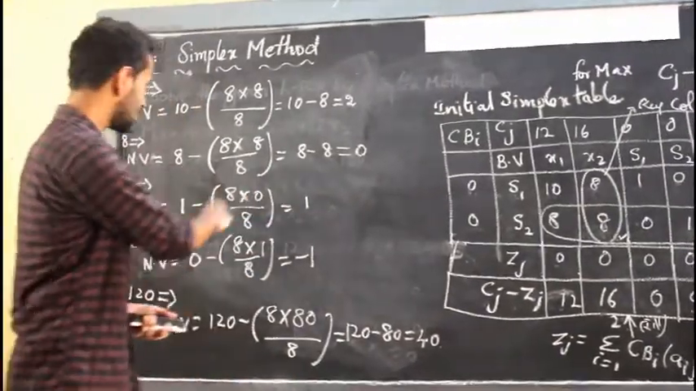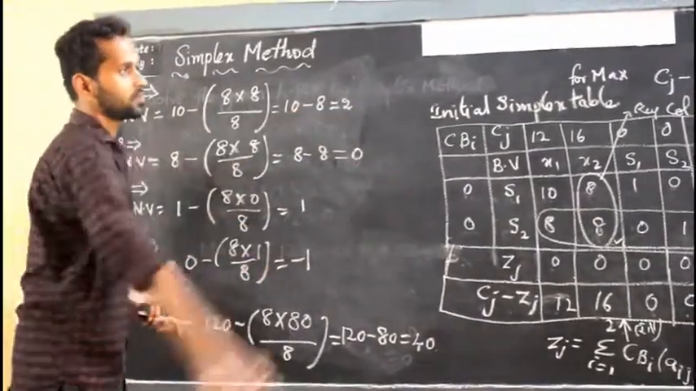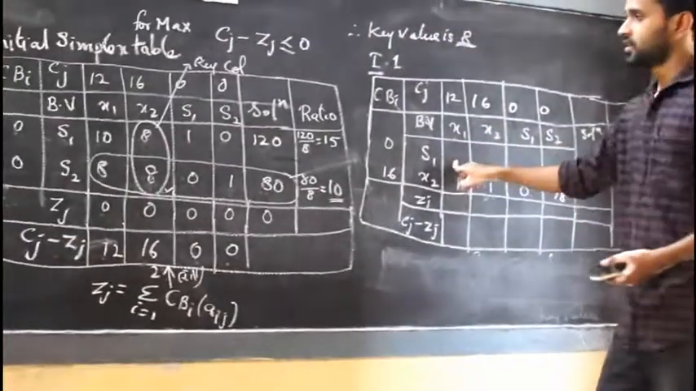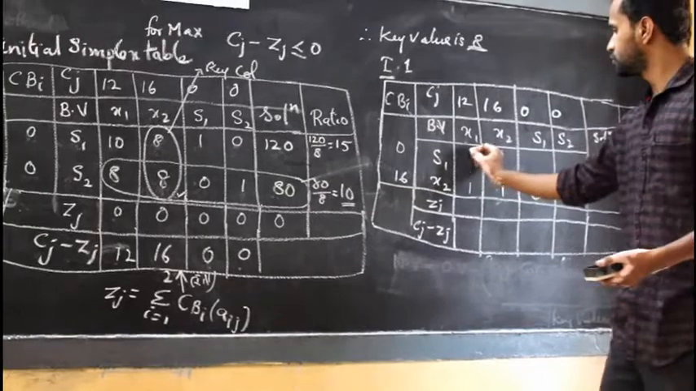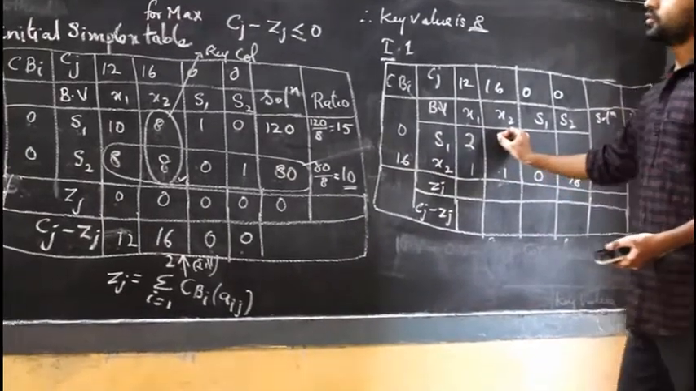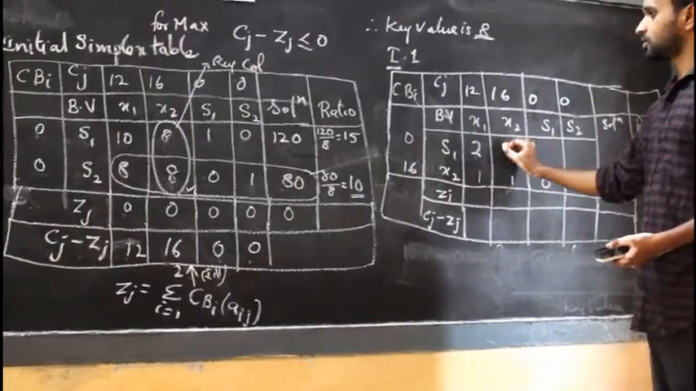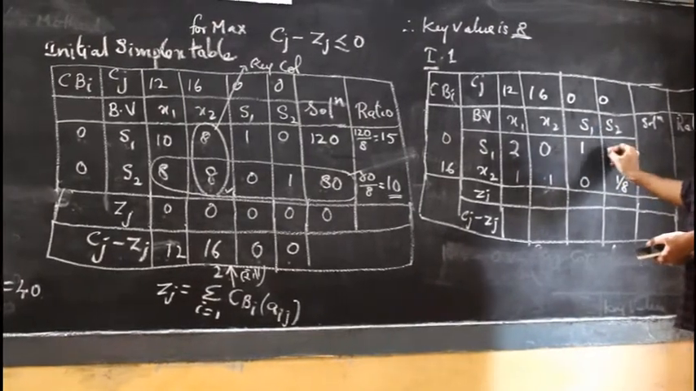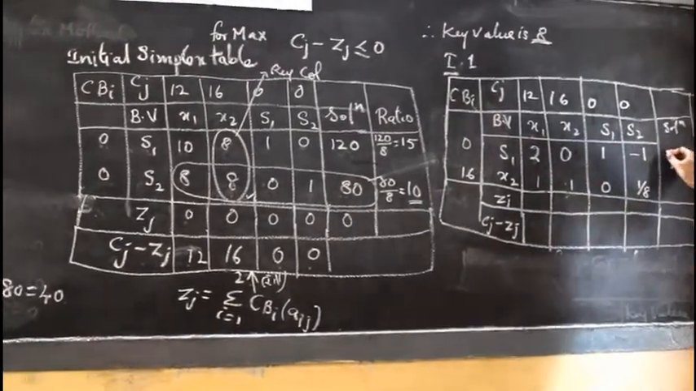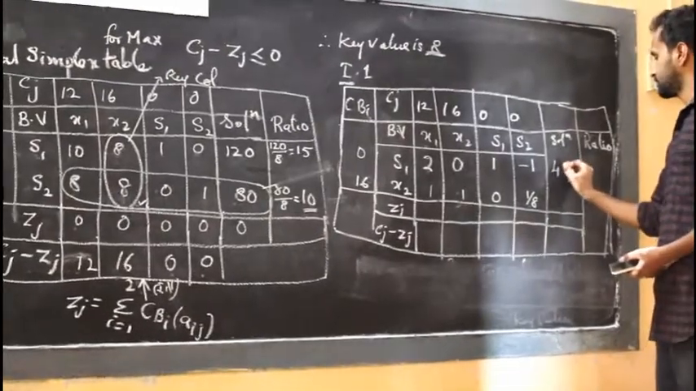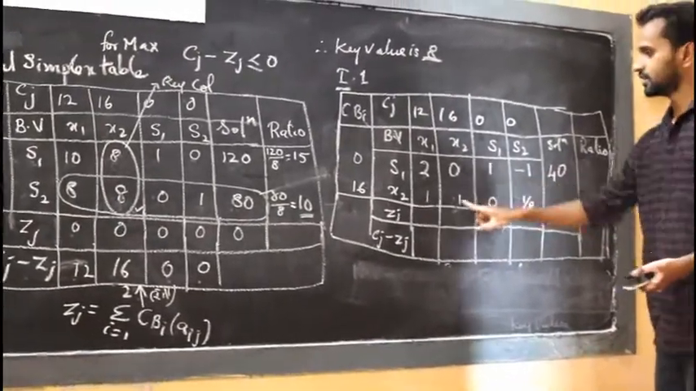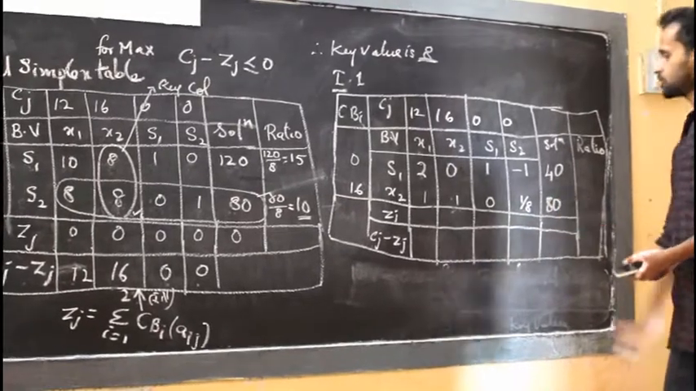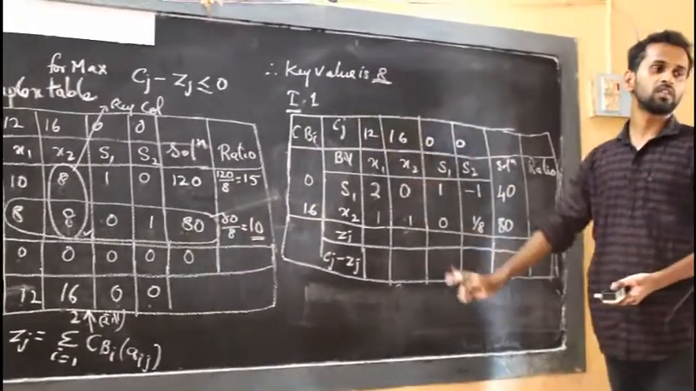Now I replace all the new values in my iteration 1 table. Look at it. My new value for 10 is 2, the new value for 8 is 0. Here it's 1, here it's minus 1. Here I have 40, and obviously the same is written as 80. So now I have almost finished the problem.